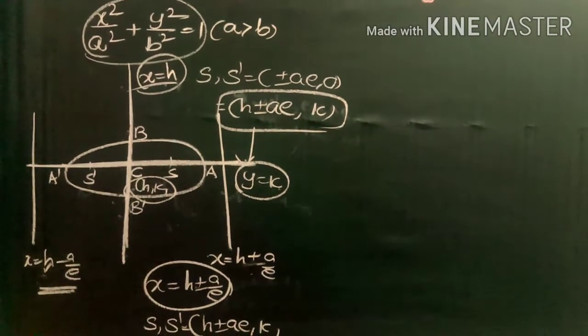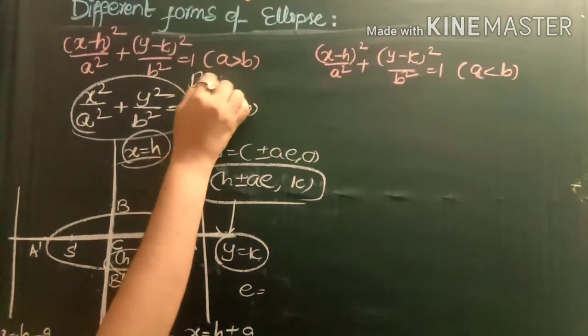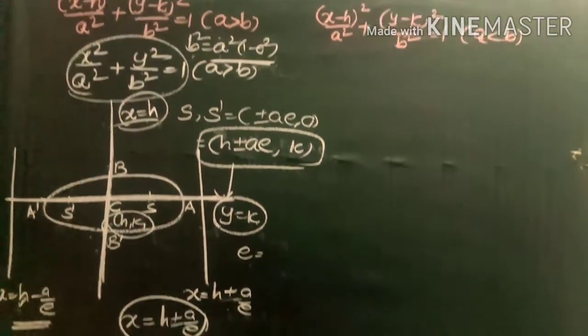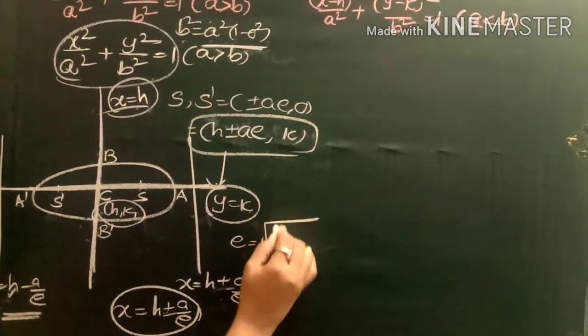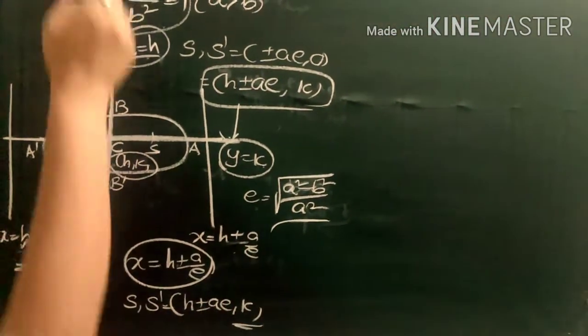The center is (h, k), the length of the major axis is equal to 2a, the length of the minor axis is equal to 2b, the major axis is along the line y equals k, the minor axis is along the line x equals h, and the eccentricity is the same value as before, since b square equals a square into 1 minus e square. Therefore, the eccentricity is equal to the square root of a square minus b square by a square. Now these are all the formulas related to this form.